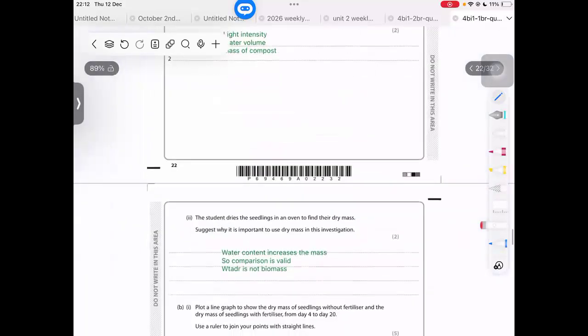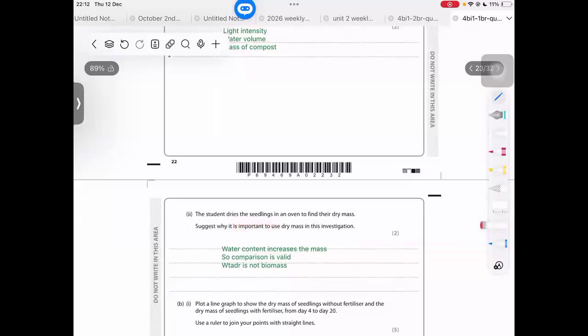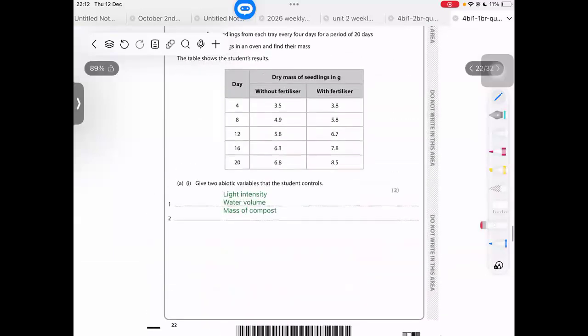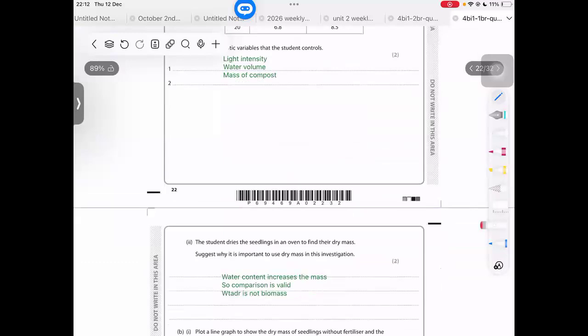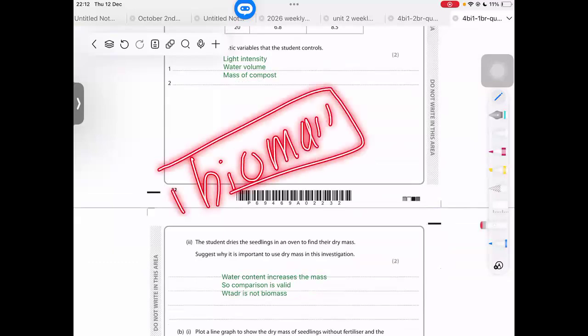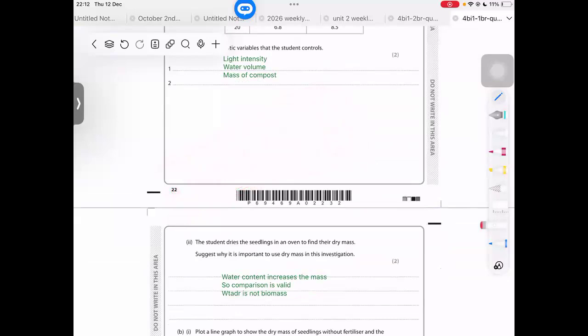And here they're asking, the student dries the seedlings in an oven to find their dry mass. Suggest why it is important to use dry mass in this investigation. So, actually, the real biomass. Now, there is something called biomass in all organisms. We consider the real biomass to be the biomass without water. If you take an organism, the biomass of that organism is the mass of that organism without the water content in its body. So biomass is the dry mass of an organism, right? Biomass is the dry mass.